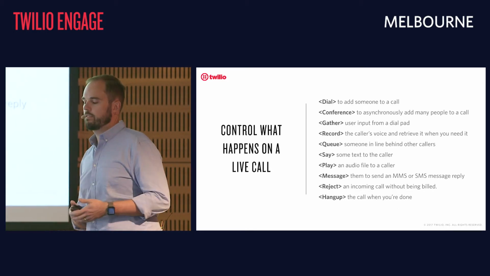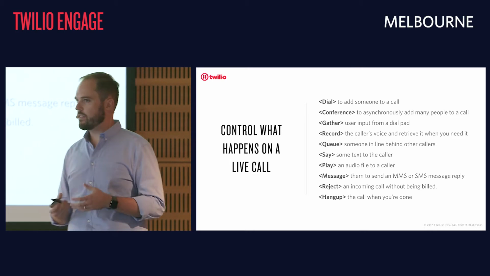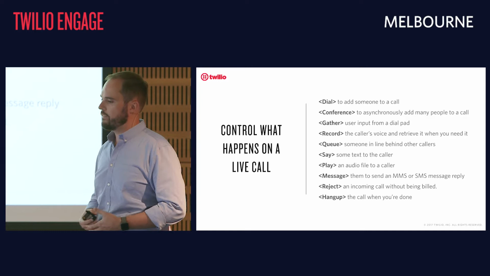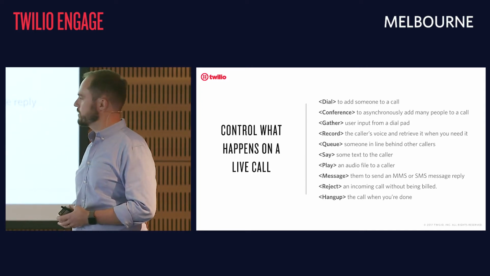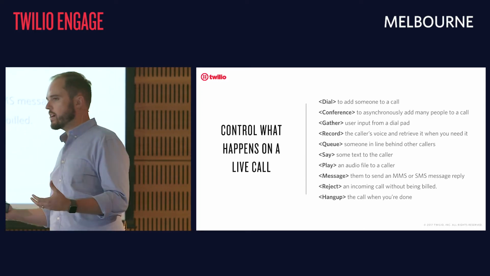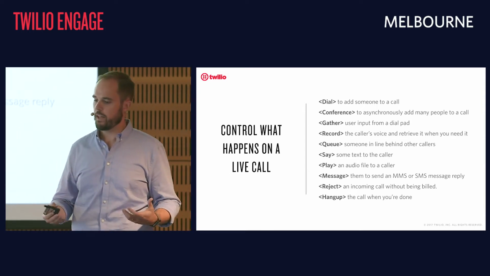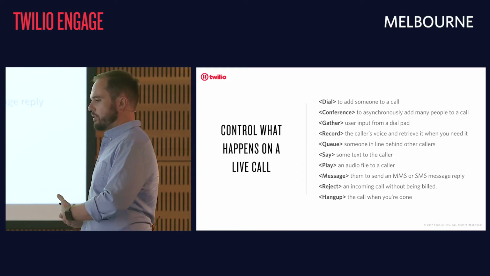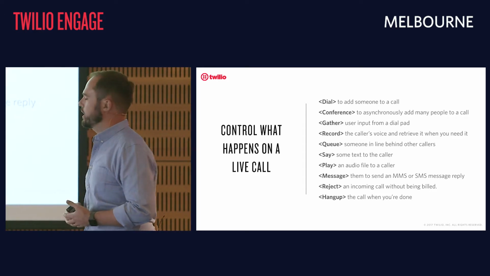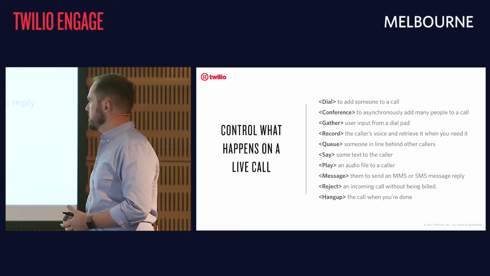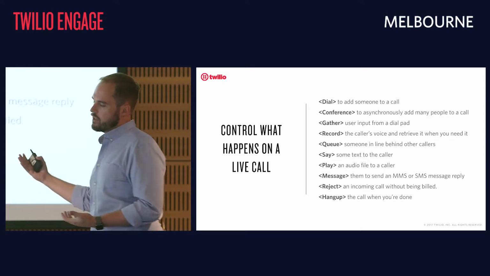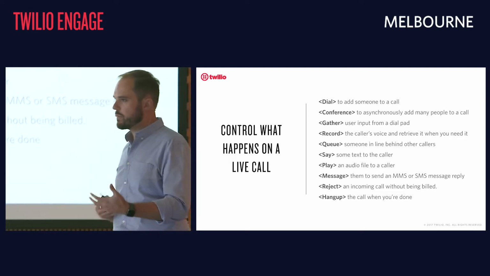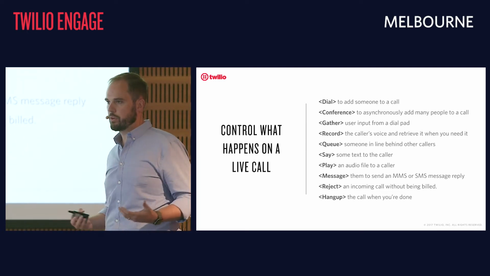The second component of programmable voice is the ability to control the experience. So what happens on the call? And the way we do this with Twilio is we use TwiML. TwiML is a markup language that Twilio designed that allows you to construct an XML document that you can send to Twilio to provide instructions on what you want to happen on the call. So all of these elements up here that you see, they're what we call TwiML verbs or TwiML nouns. And effectively, you can mix and match those together to build the experience that you want.